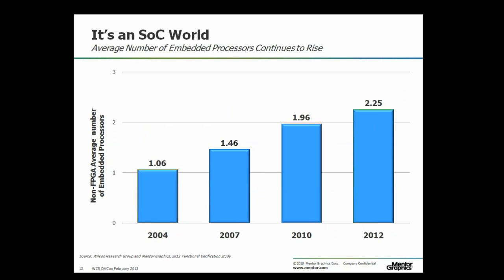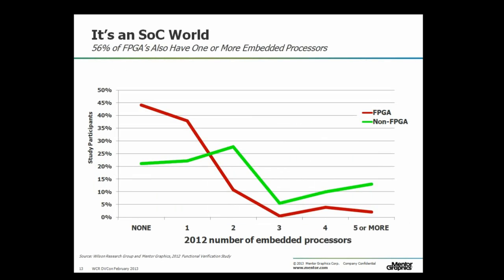And as you might imagine, over the period of time, we've also seen the average number of processors per design grow by a factor of 2, from 1 to slightly over 2. Now, before you say, oh, but this is all ASIC-based designs, FPGA designers were included in the survey as well. And what this shows is that even in the FPGA world, only 45% or 44% of designs have no processor. So 56% have at least one.